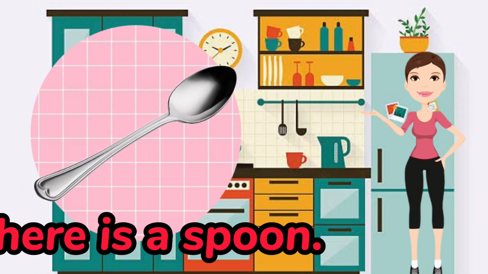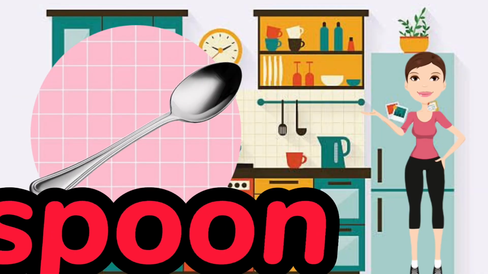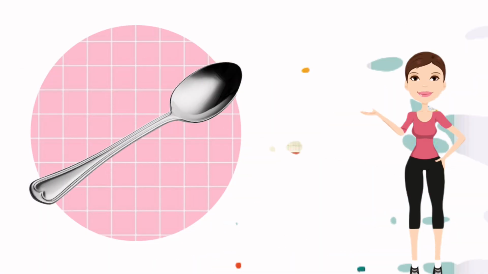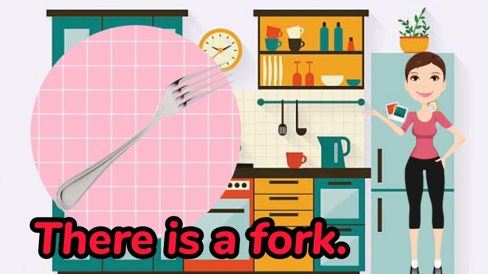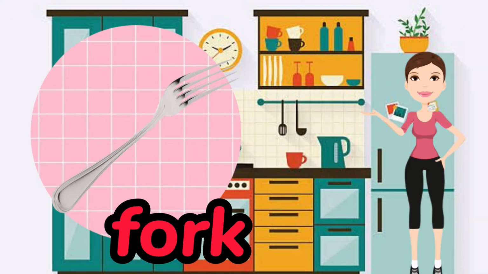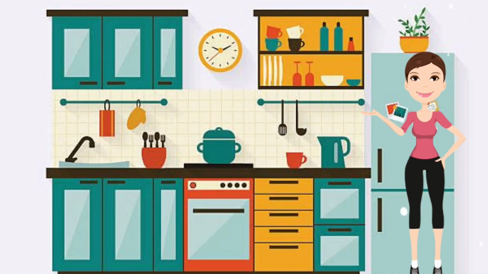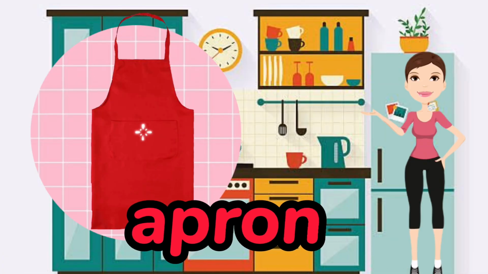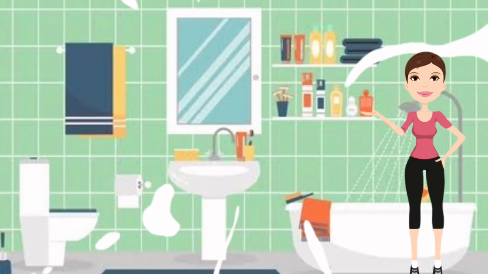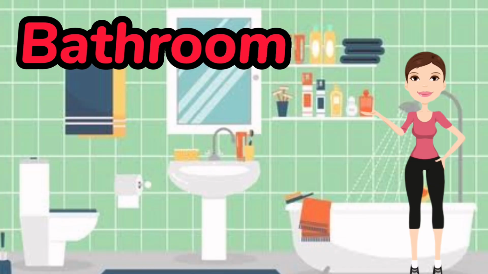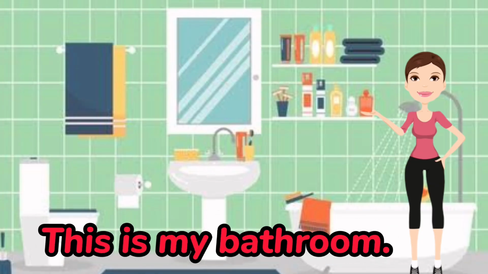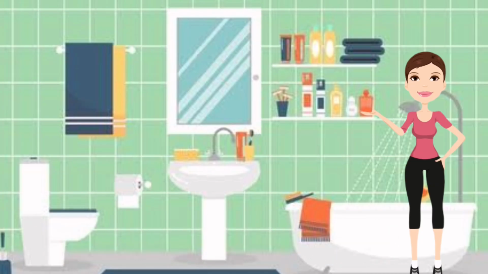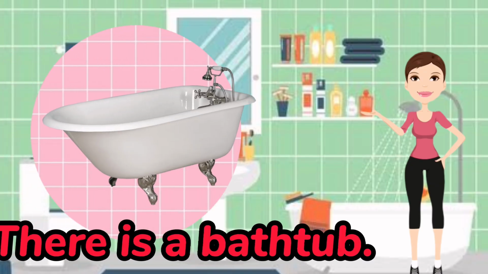There is a spoon. Spoon. There is a fork. Fork. There is an apron. Apron. Bathroom. This is my bathroom. In my bathroom, there is a bathtub.